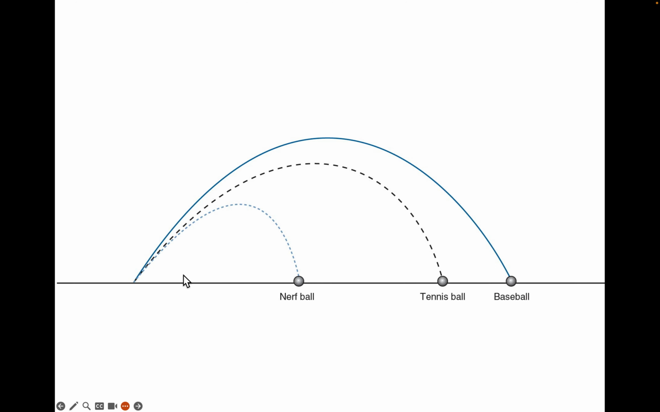So here's an example of this. Due to the Magnus effect, if I would hit a Nerf ball, that Nerf ball is going to land a lot sooner than a tennis ball, which will land a lot sooner than a baseball. And that's due to a baseball being a lot more massive than a tennis ball, and a tennis ball being a lot more massive than a Nerf ball. So as you can see, the Magnus effect on the Nerf ball causes it to land a lot sooner compared to the tennis ball or the baseball.